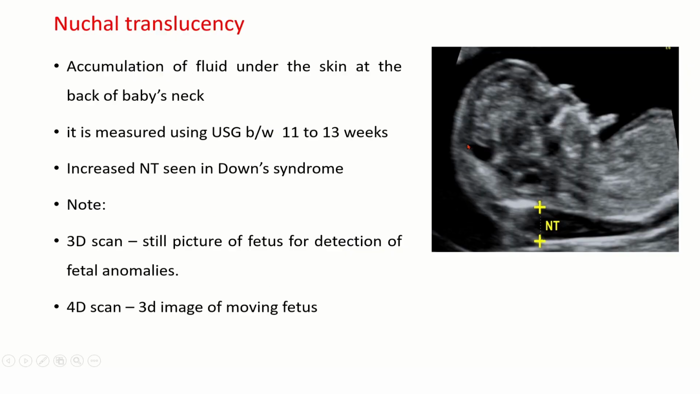Next, you can see nuchal translucency. You can see here the accumulation of fluid under the skin at the back of the baby's neck. It is measured using ultrasound between 11 to 13 weeks. Increased nuchal translucency is indicative of Down syndrome. Further ultrasonographic enhancements are the 3D scan or 4D scan. Still pictures of the fetus for detection of fetal anomalies can be obtained using a 3D scan, and we can use a 4D scan where a 3D image of the moving fetus can be generated.